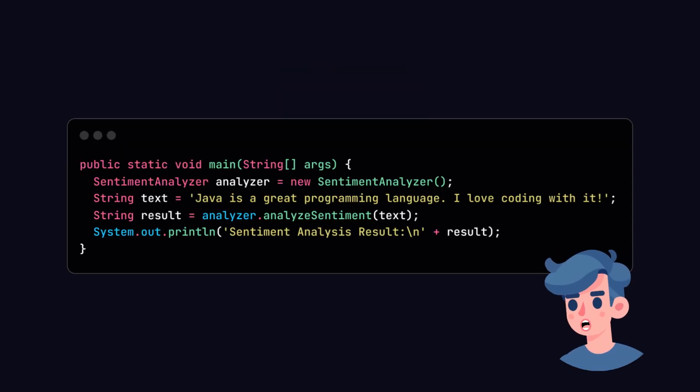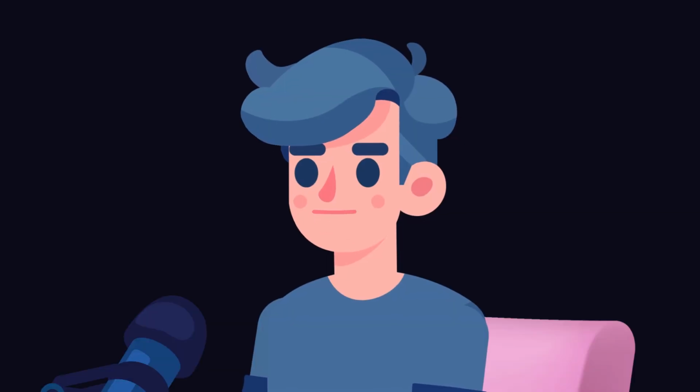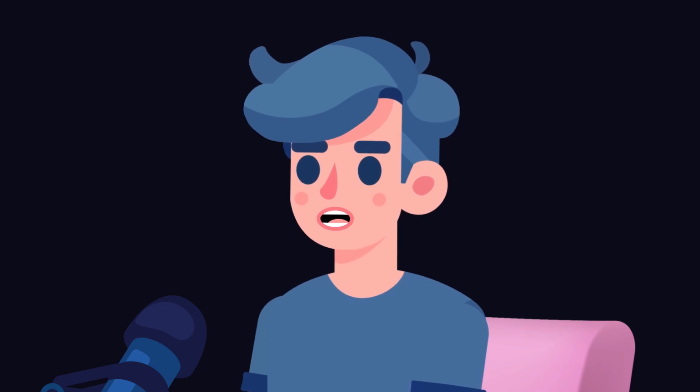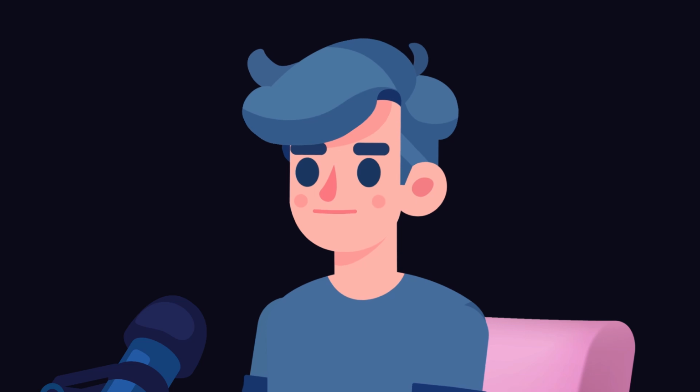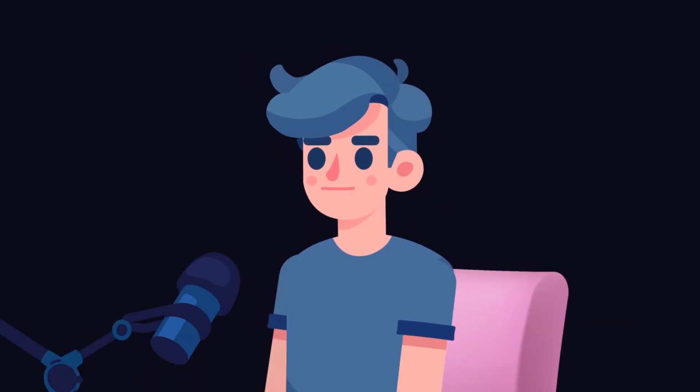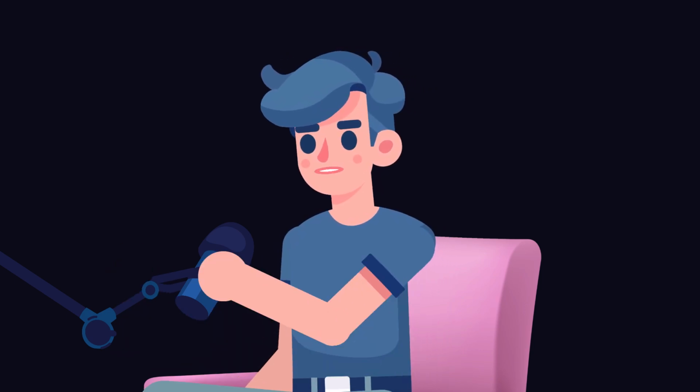Next, let's create a main method to test our sentiment analyzer. We will create an instance of SentimentAnalyzer and analyze a sample text. In the main method, we test our sentiment analyzer with a sample sentence. You can modify the text to test different sentiments. Now, let's run the program to see the output. You should see a sentiment analysis result that classifies the text into categories such as positive, negative, or neutral.